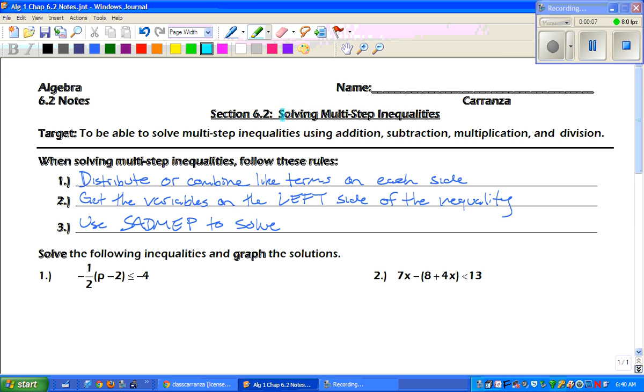Today we are talking about solving multiple-step inequalities. Our learning target today is to be able to solve multiple-step inequalities using addition, subtraction, multiplication, and division.